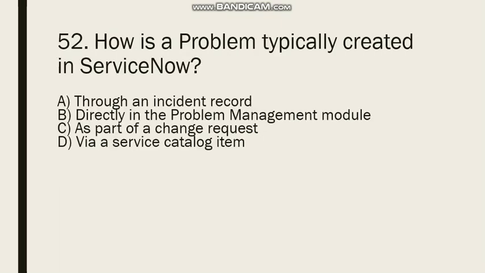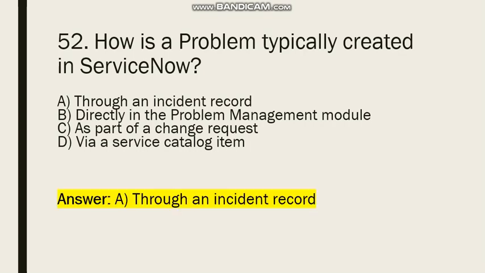52. How is a problem typically created in ServiceNow? A. Through an incident record. B. Directly in the problem management module. C. As part of a change request. D. Via a service catalog item. Answer: A. Through an incident record.